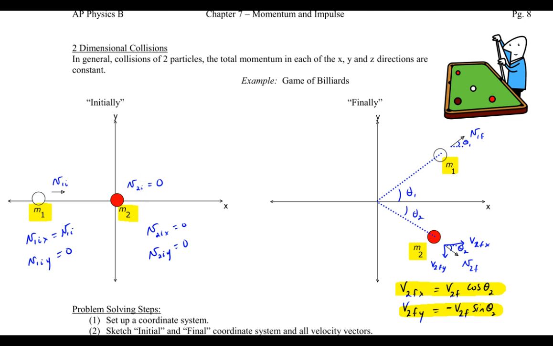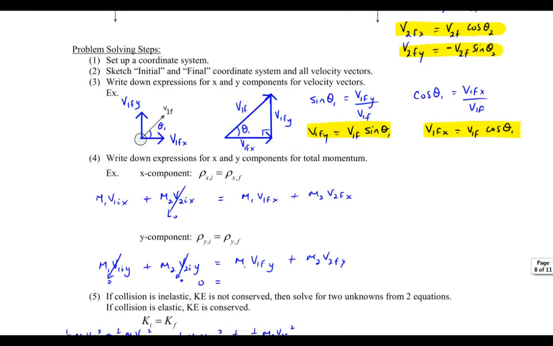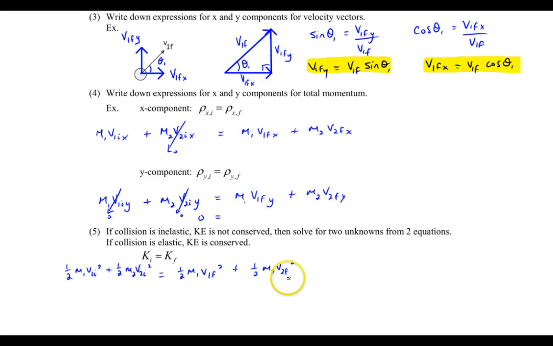I don't use components. Remember that energy is not a vector, so when you're applying conservation of energy, you only use the resultant velocity. If the right side of this equation is equal to the left side of that equation, then you know you have an elastic collision.